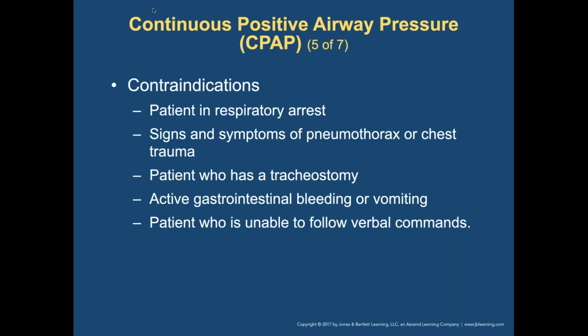Signs and symptoms of a pneumothorax or chest trauma, we don't use CPAP. A patient who has a tracheostomy, mainly because there's no way to connect it. Active gastrointestinal bleeding or vomiting. The thing about that mask is it takes a little bit to put it on, which means it takes a little bit to get it off. If they're still vomiting, it's going to take you a minute to get to where you can suction them because the mask is fastened to their face.